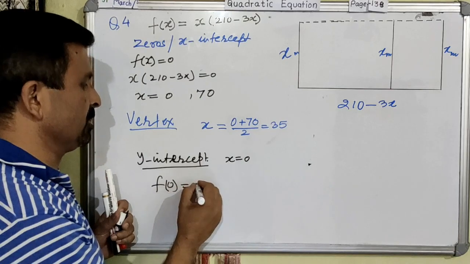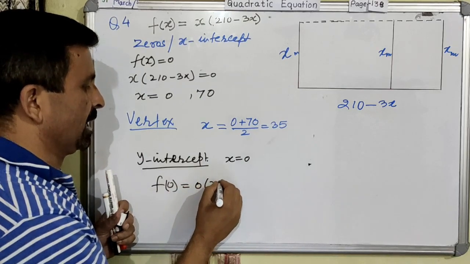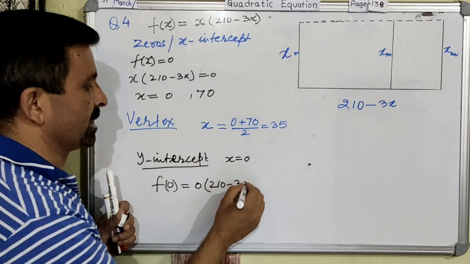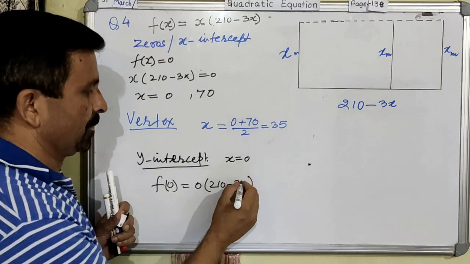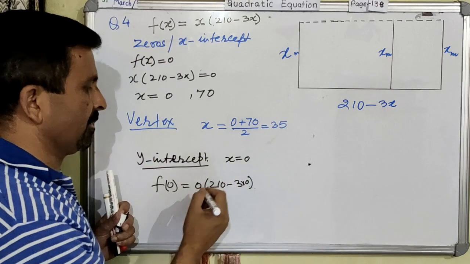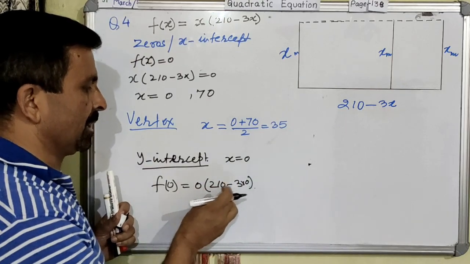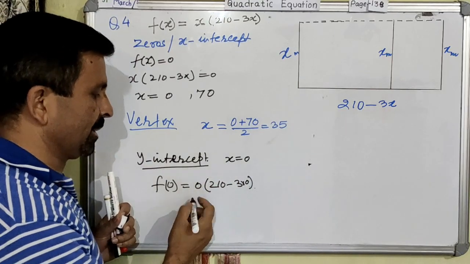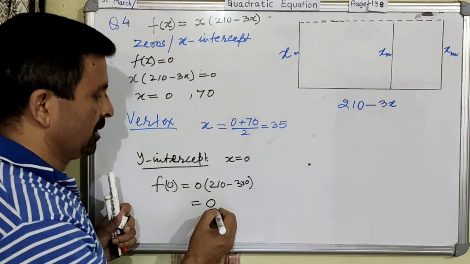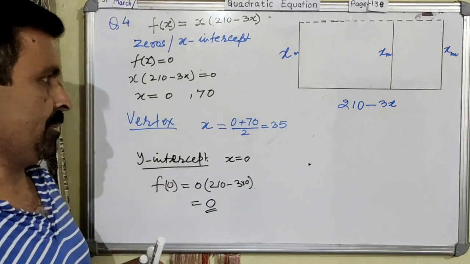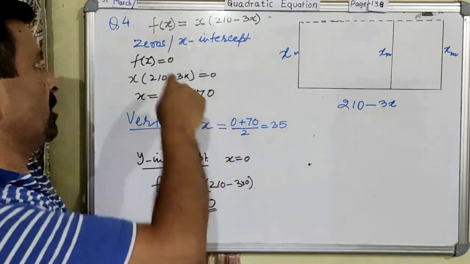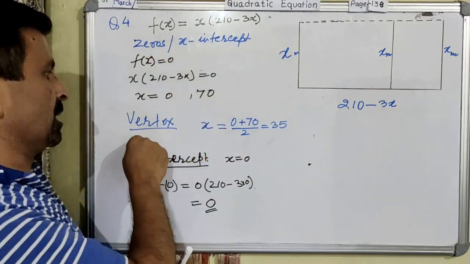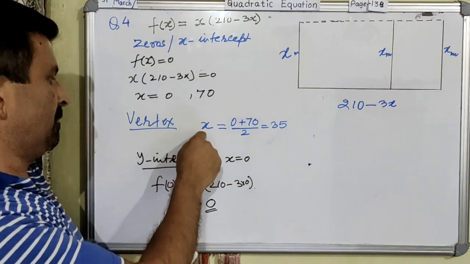So this is equal to 0 into 210 minus 3x. Now this whole thing, 3 into 0, will become 0, because ultimately you are multiplying the number by 0. Anything multiplied by 0, the product is always 0. So this is your y-intercept. Is it okay? You got all the things now. You got your zeros, the two values of x, you got the vertex, right?